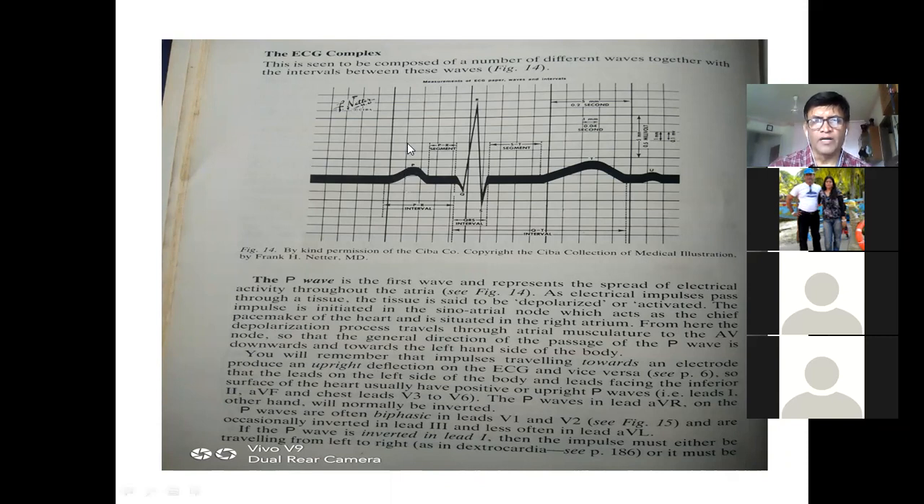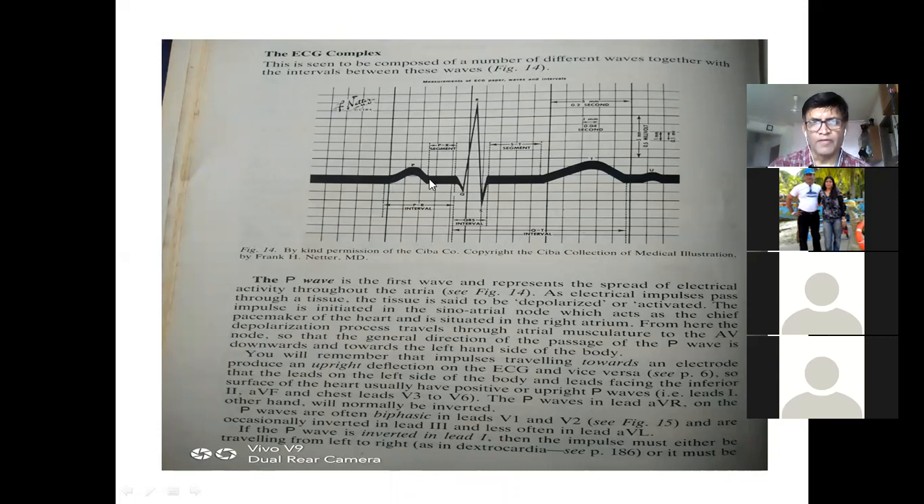Anything going upward is a positive deflection. Anything going below this line is called a negative deflection. Correct? I will elaborate the waves. We have the P wave, which is positive. This is the atrial depolarization, as a revision, and then repolarization. The depolarization and repolarization is the contraction of both the left atrium and the right atrium together. After that, there is a brief pause.